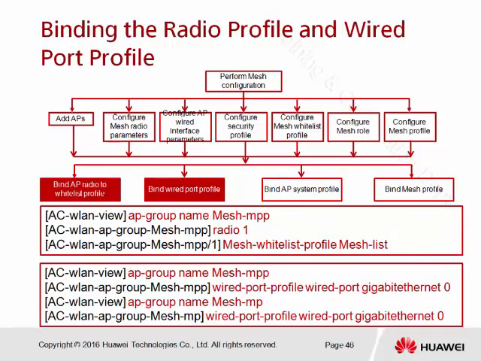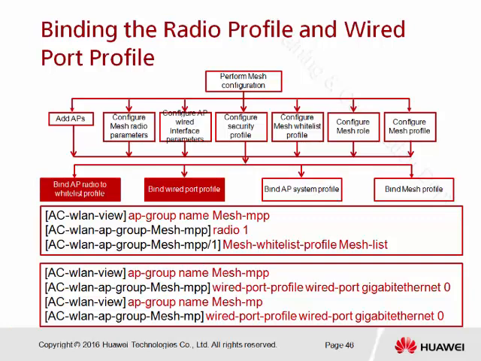Next step, create the AP group. I give the name mesh MPP again, radio 1. This one is for all the APs in the group when they receive. So I put in the mesh wireless profile, mesh list. So only the MAC addresses inside this wireless profile are allowed to form the mesh link connection.